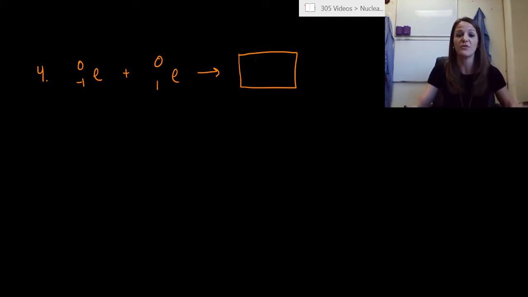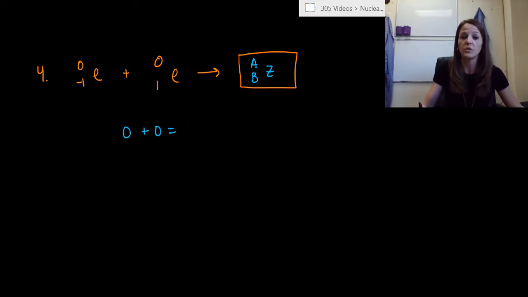All right, so same thing as before. We're looking for a mass number, an atomic number, and an elemental symbol. So let's start with the easy one, the superscript. For this one, we have 0 plus 0 is equal to A. So that's really, really hard math. A is definitely equal to 0. We have a mass number of 0.